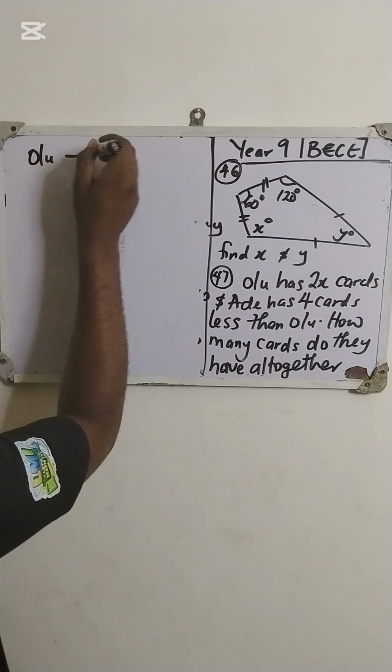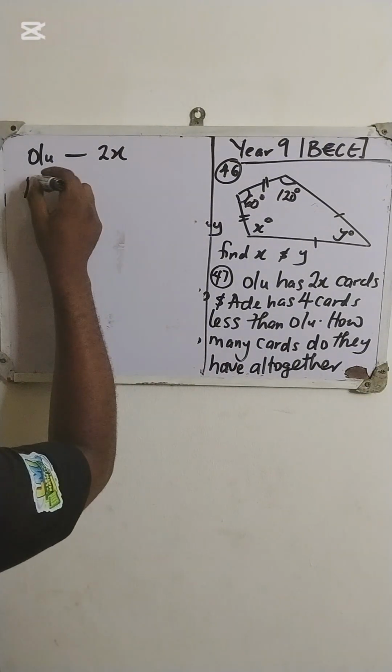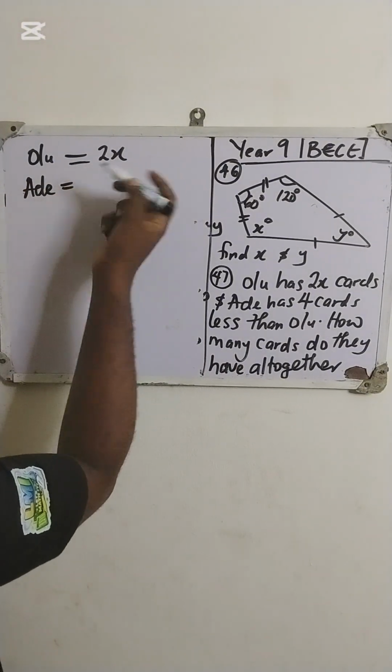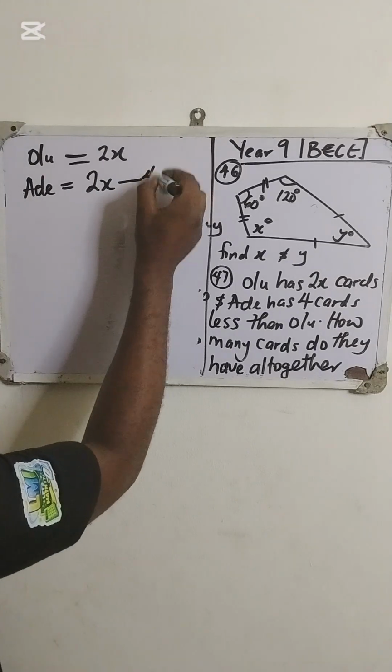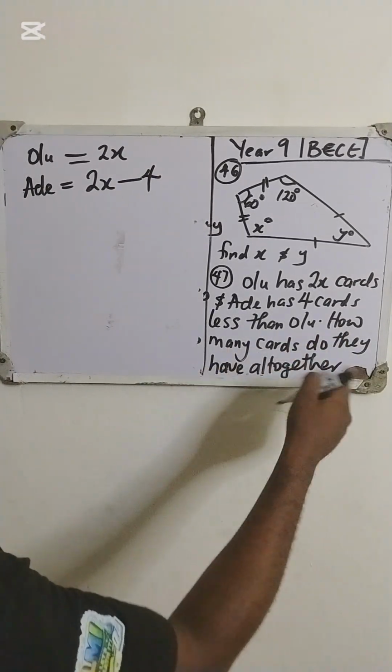Okay, now Olu has 2x cards. Now Ade has 4 cards less than Olu. So if Olu has 2x, Ade has 2x minus 4. So how many cards do they have altogether?